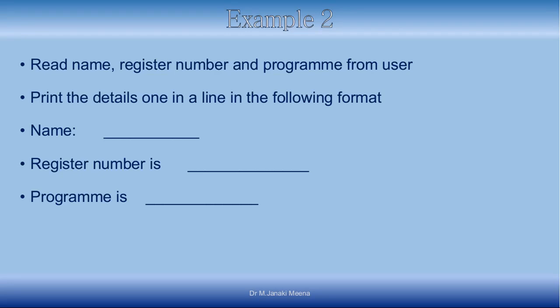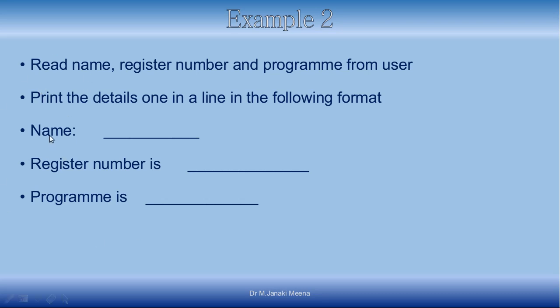Hi, in this lecture we are going to see some more examples. The second example we are going to discuss is reading three values from the user: the name of the user, the registration number, and the program in which the student has registered. This is about student details. We are going to print the details, one detail in a line, and in this format.